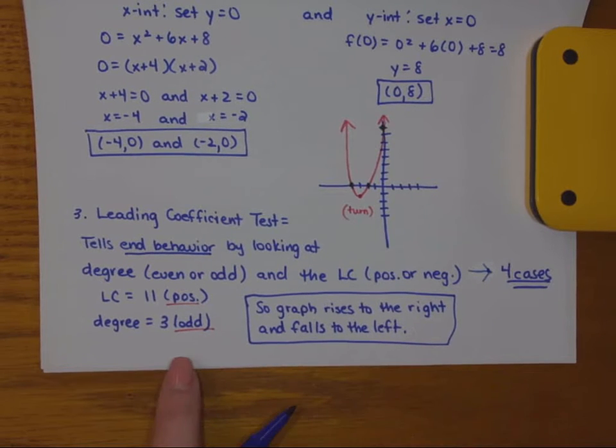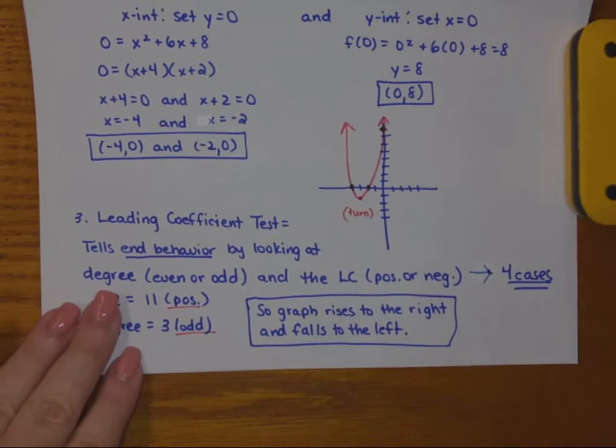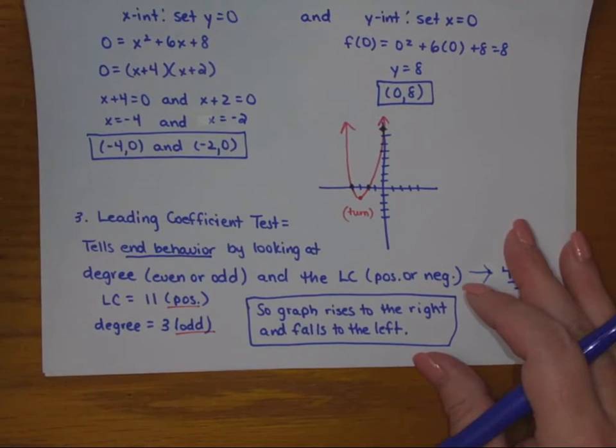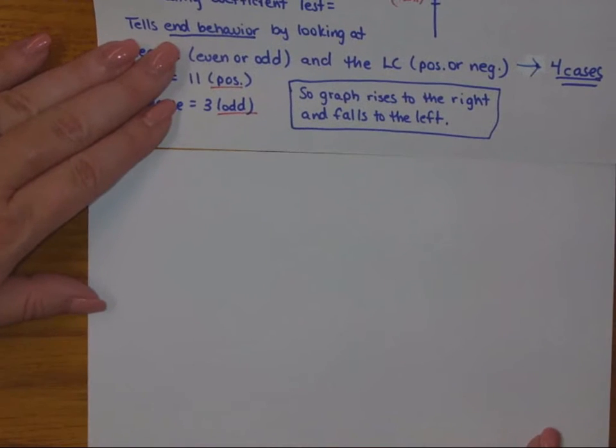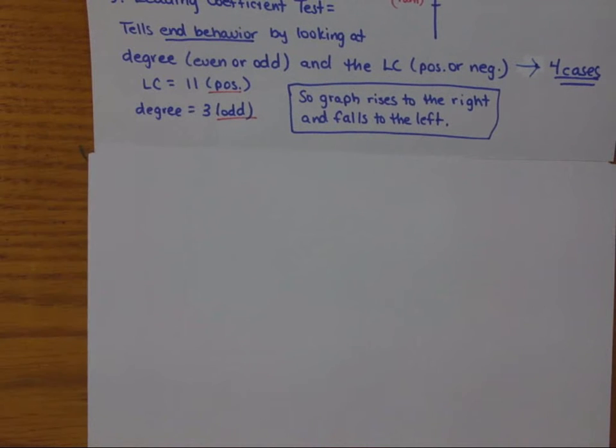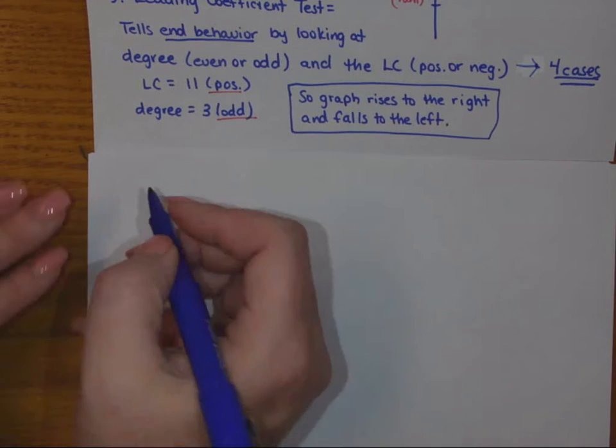And then remember, if we have an even degree, the graph goes either up or down in both directions. If it's positive, it goes up in both directions, and if it's negative, it goes down in both directions. Okay, so there are 4 cases to remember, but I think you can handle it. In fact, if you know a couple of them, you probably know the negative versions kind of for free. So we talked about that originally too.